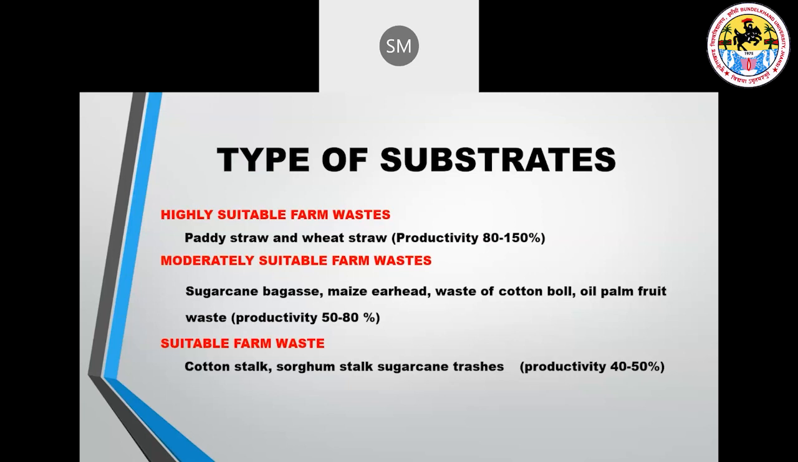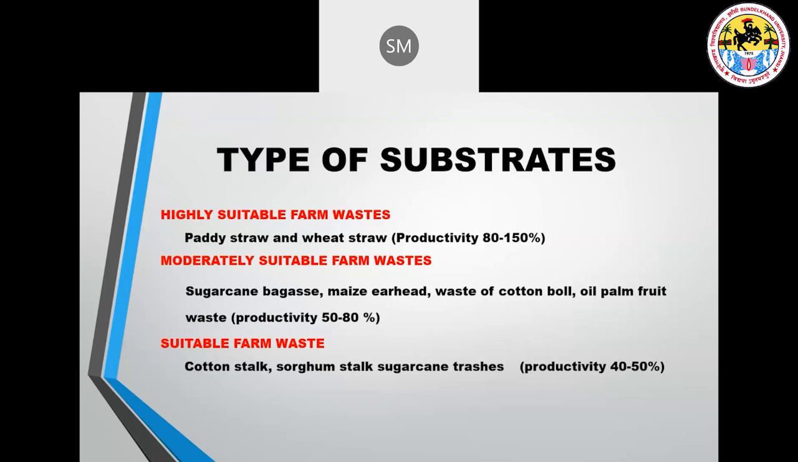Moderately suitable substrates are basically sugarcane bagasse, maize, waste of cotton ball, oil palm fruit waste, and these substrates. The productivity ranges from 80% because they are a little bit harder and not fit for the C:N ratio.